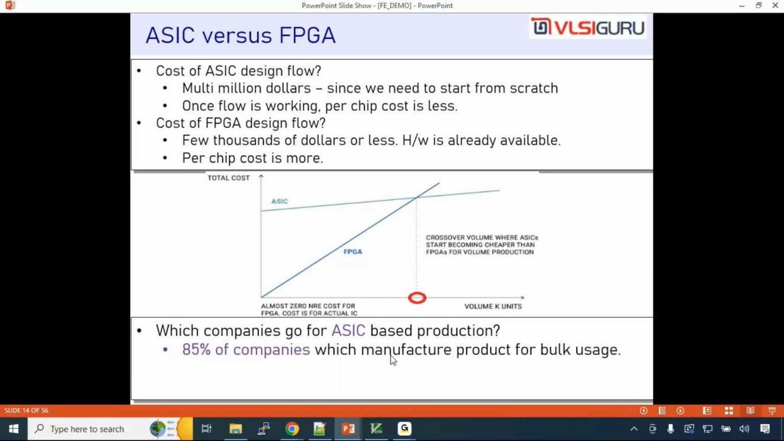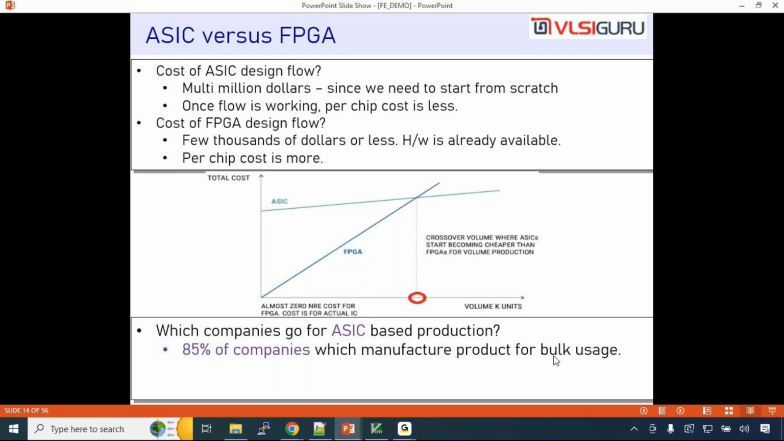85% of companies manufacture products for bulk uses. What is not an example of bulk uses? You see any aeroplanes, right? Do we use them in house? No, right? How many airplanes will be there throughout the world? A few thousands, maybe tens of thousands maximum, right? Not more than that. In all of them, you need electronics. So there, which one will they use?